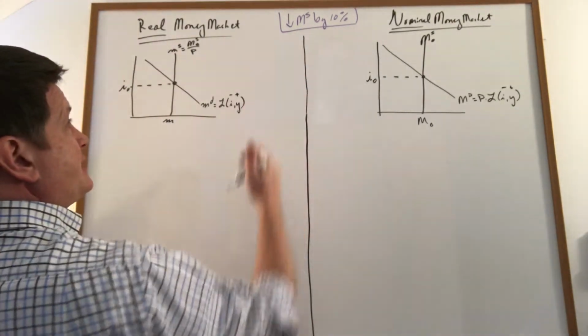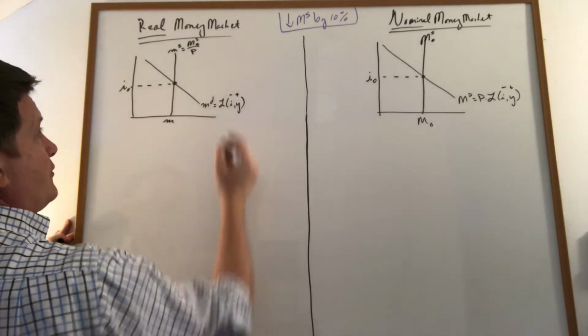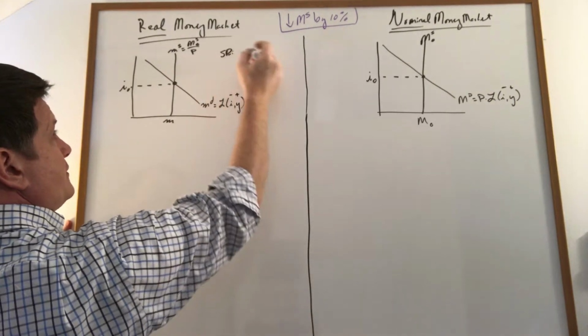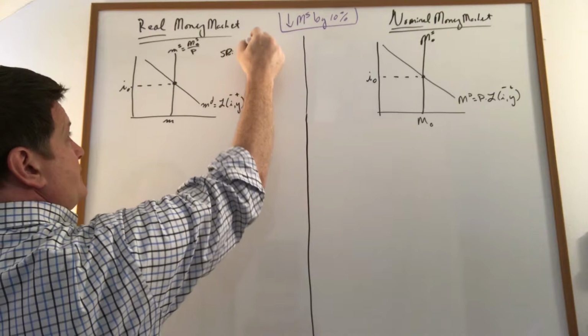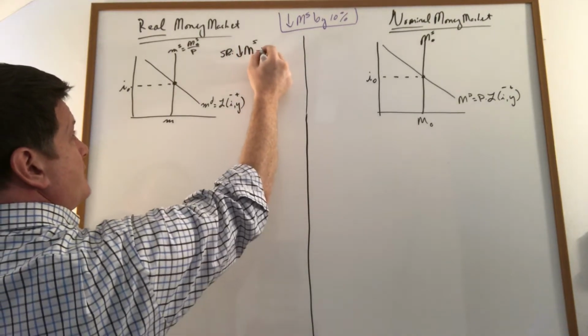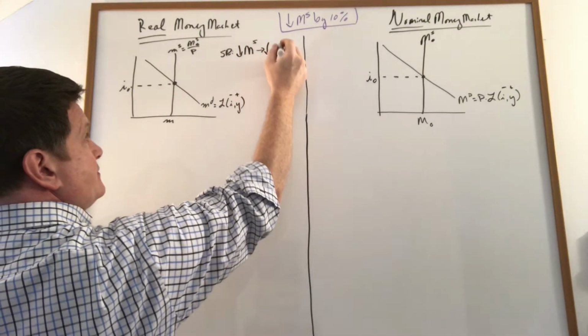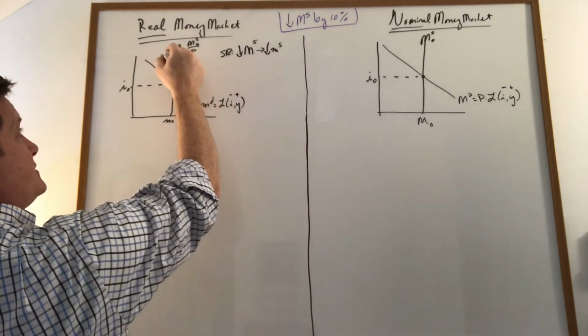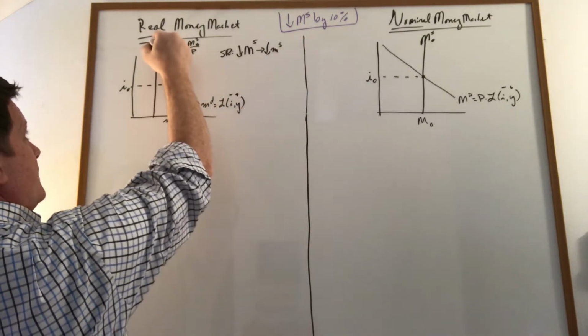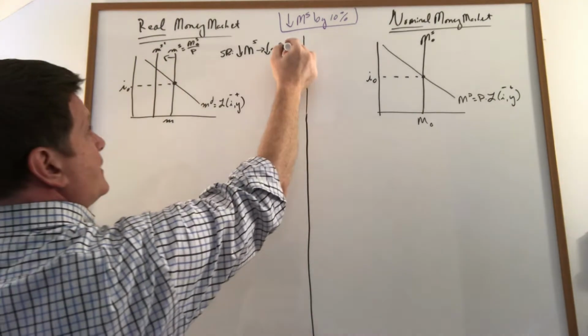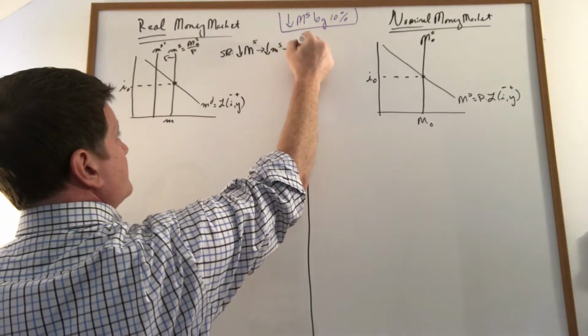When the money supply decreases in the short run, what happens over here? The decrease in the nominal stock of money decreases real money balances, and this pushes up the interest rate.